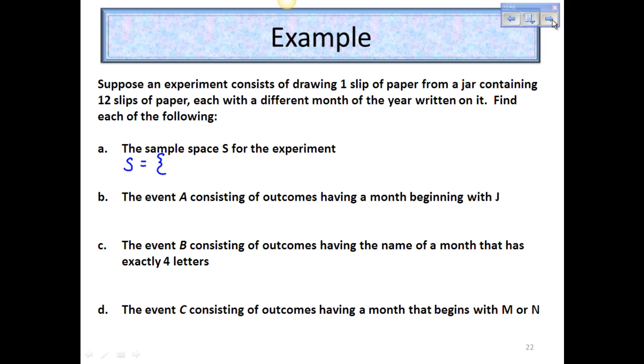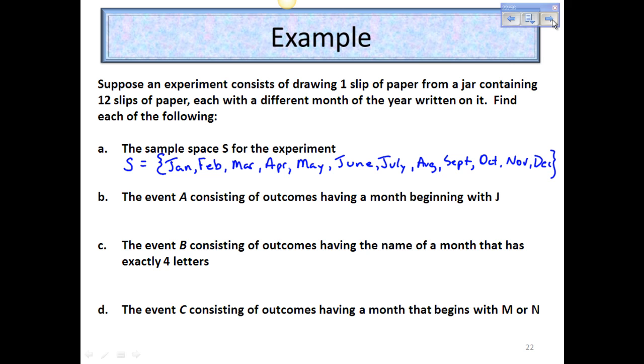And we can abbreviate January, February, March, April, May, June, July, August, September, October, November, and December. And then we close our brace.